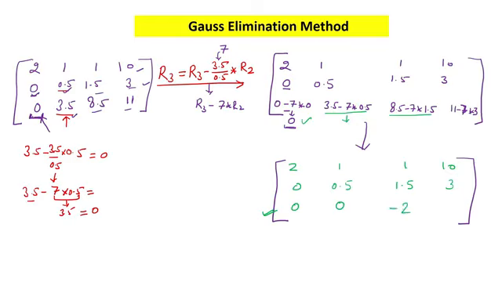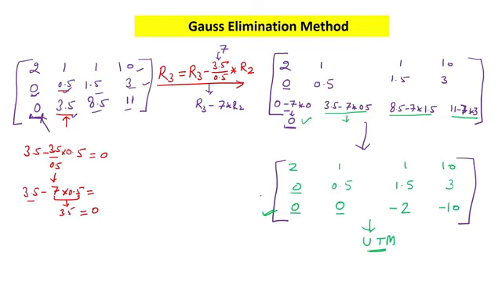I will get minus 2 from here. And from here, I will get minus 10. So if you now see that I have got all these three elements as 0, that means this is actually my upper triangular matrix. That means I have completed the second step.